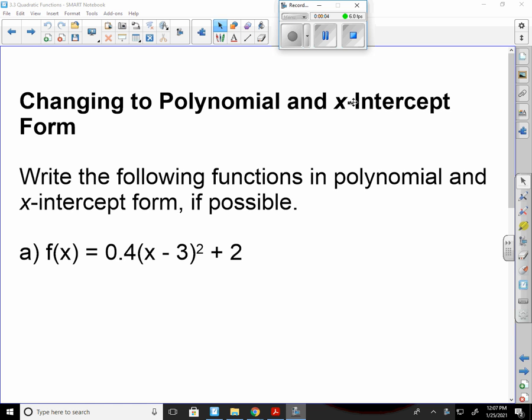Okay, so today we're going to work on changing to polynomial and x-intercept form.